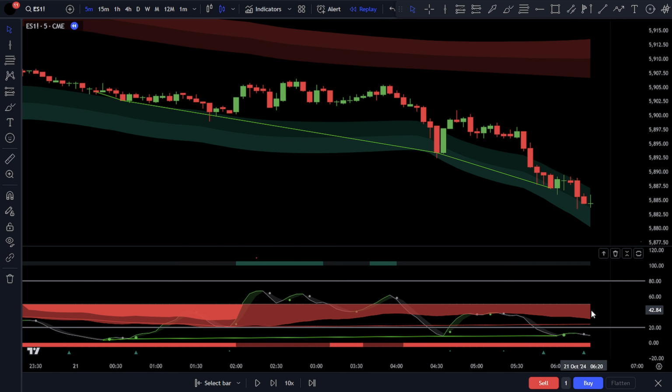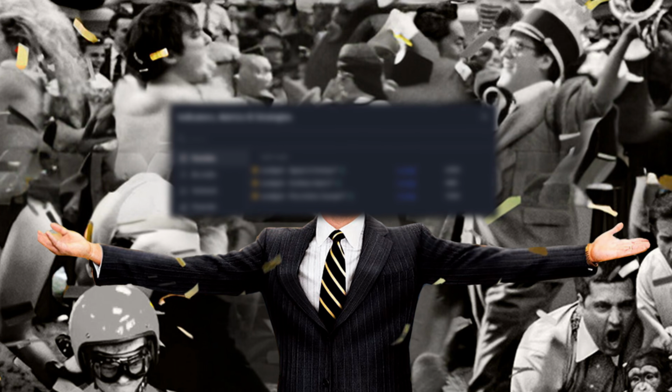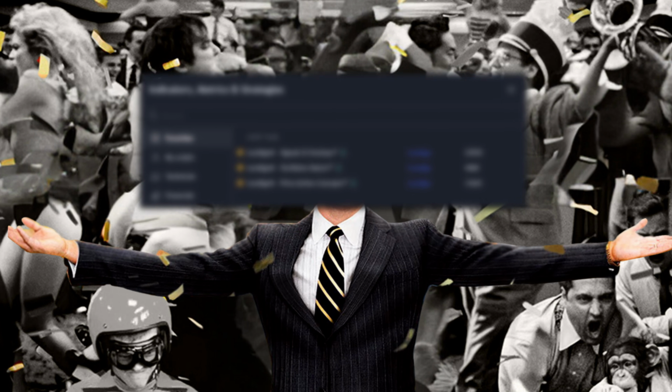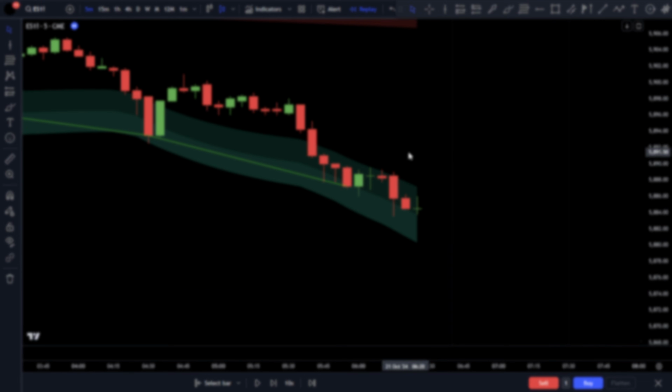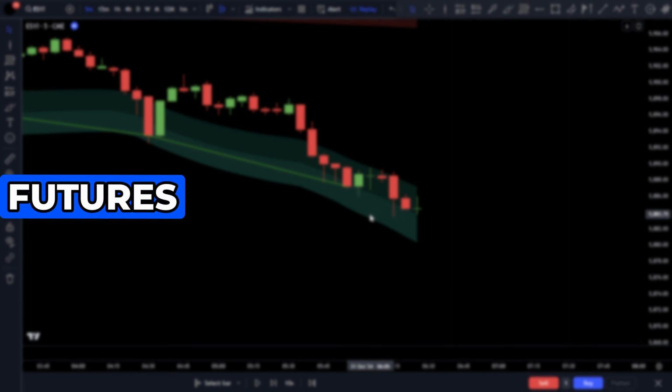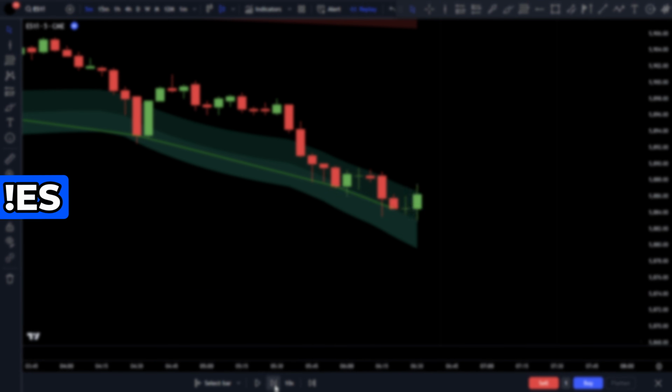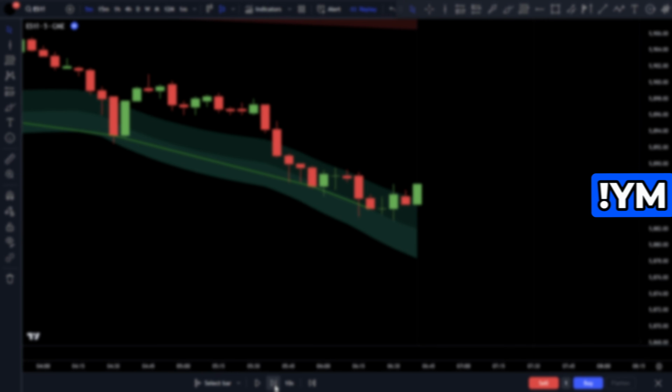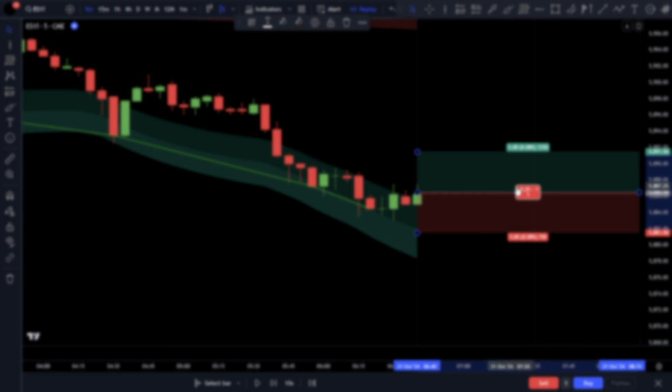Today, I'm unveiling a powerful trading strategy that utilizes two of TradingView's most popular indicators. It works on a variety of assets, and it works best on major futures markets like NASDAQ 100, S&P 500, Dow Jones, crude oil, and gold. While it performs well across all time frames, it's particularly effective on the 5-minute, 15-minute, and 1-hour charts.